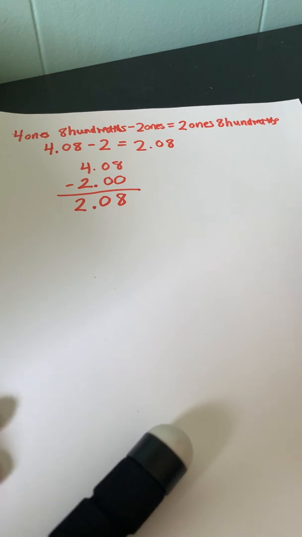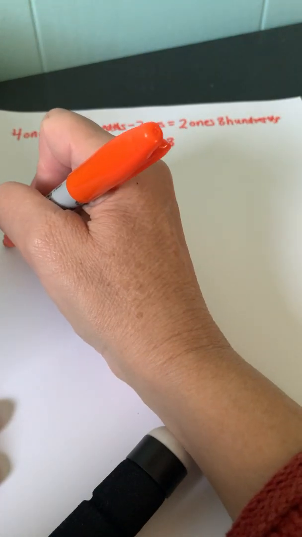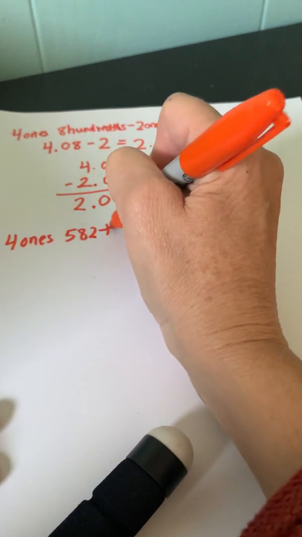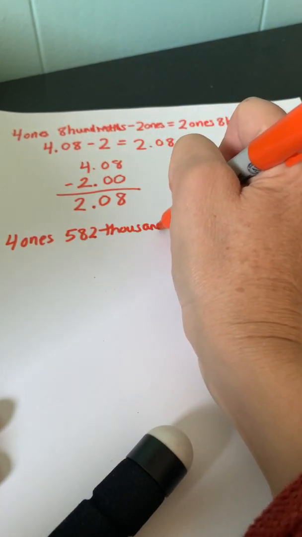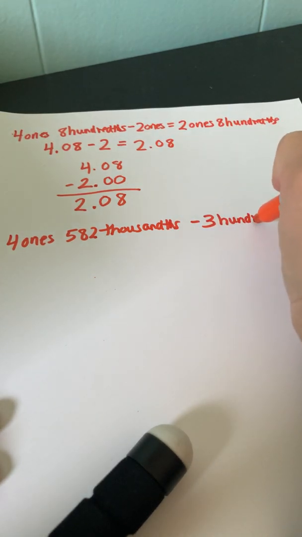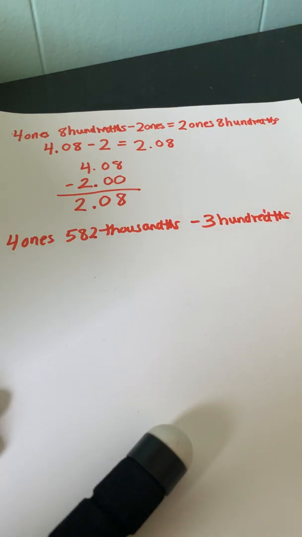What if I have 4 ones, 582 thousandths minus 3 hundredths? All right, you guys try this one. First, write it in standard form. Then write it in vertical form and solve. Press play when you're ready to check your answer.